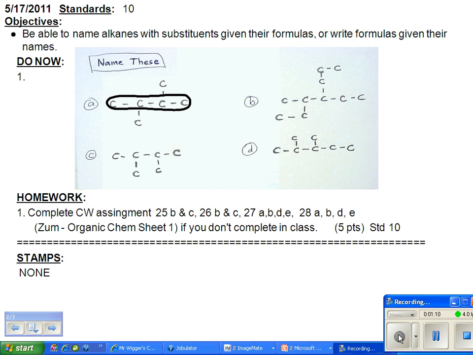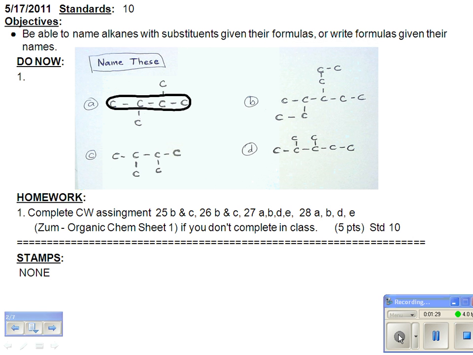What carbons are the methyls on? 2 and 3. Okay, if we have 2 substituents that are the same, what do we use as a prefix before we say the methyl? Good. Okay, so go ahead and write it. Start right underneath the A. Give yourself a little more room, right down here. Okay, that's a dimethyl.